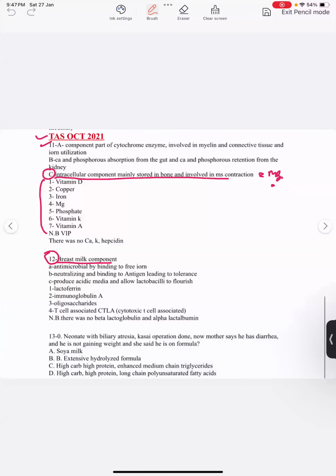So this is question number 12, breast milk components. The antimicrobial that is binding to the free iron, what is that? Is this lactoferrin, or is this IgA, or oligosaccharides? No, yes, magnesium causes muscle contraction. Magnesium is acting with your calcium, it causes contraction of the muscles.